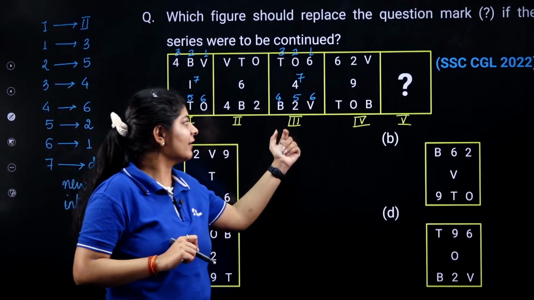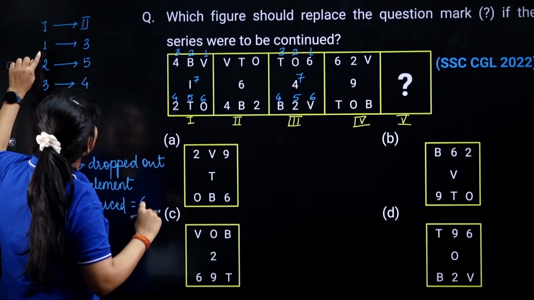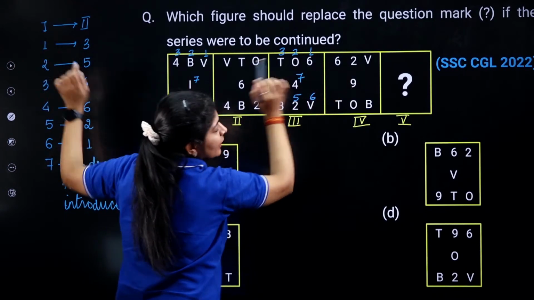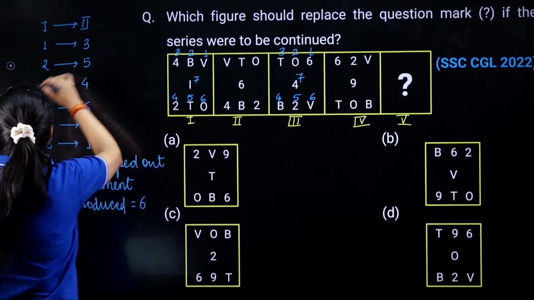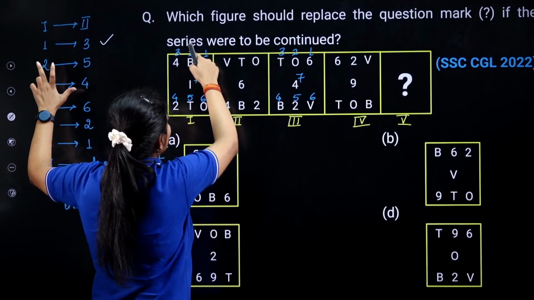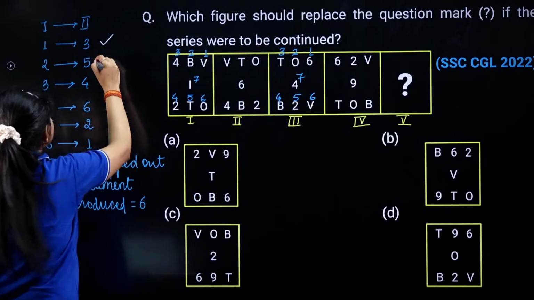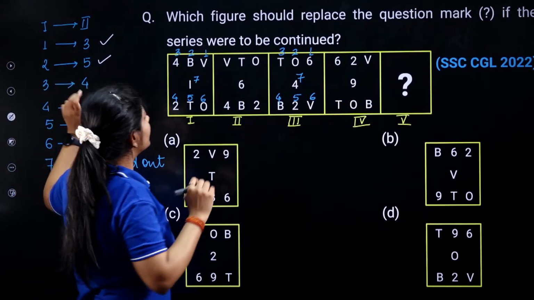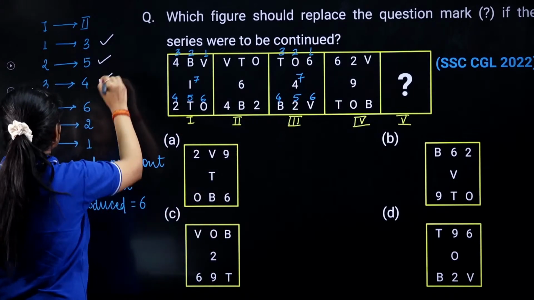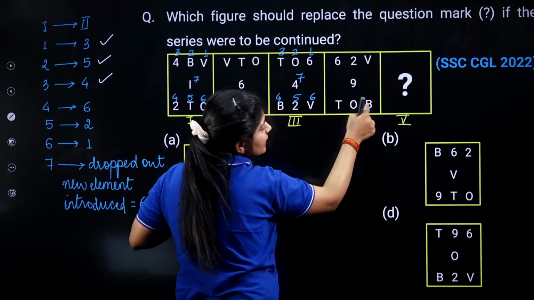When I am transiting from third position to fourth position, my first element shifted to the third position. Same? Check. Second position changed to fifth one. Correct? Yes. Third one shifted to fourth one. Check? Yes. Fourth one shifted to sixth one. Check? Yes.